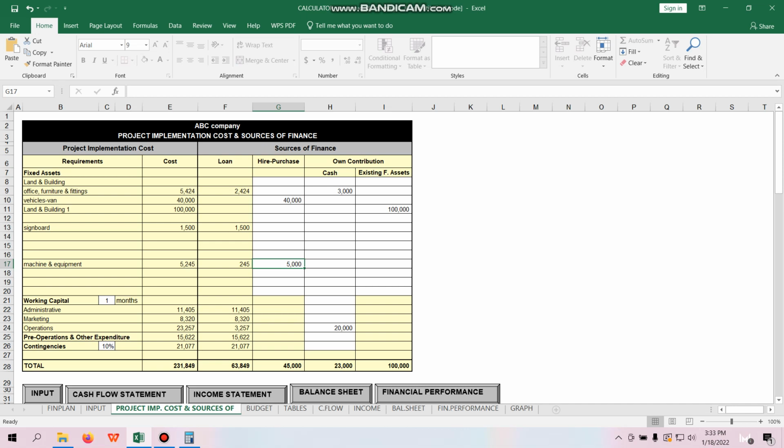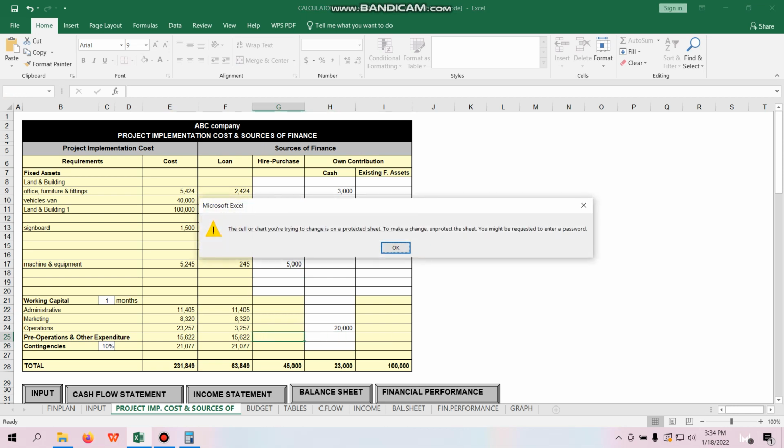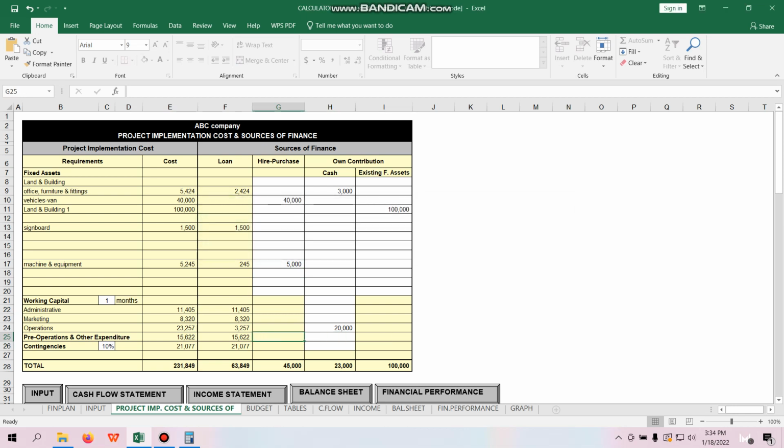So what happened to this value here? They are all financed by loan. They are not financed by hire purchase, nor by cash, nor by the existing fixed asset. But they can be financed by the cash, but not by this hire purchase or own contribution. That's why you can see that there are some that you cannot put numbers in. Okay, so that's the idea. But the key to this discussion is you must make sure that the cost is equivalent to the source of finance. That's the idea, right?